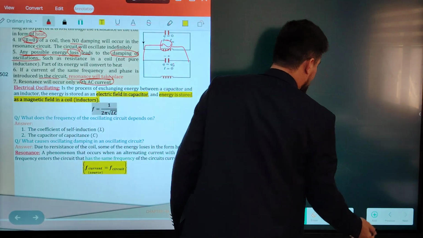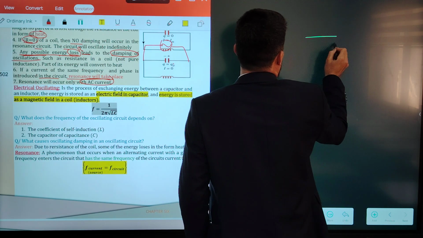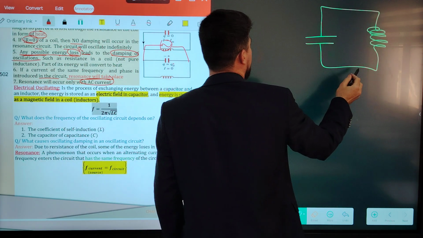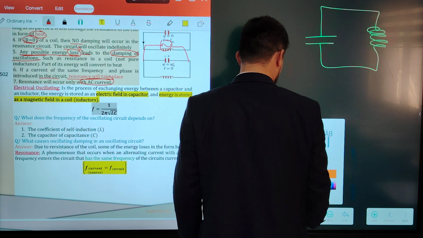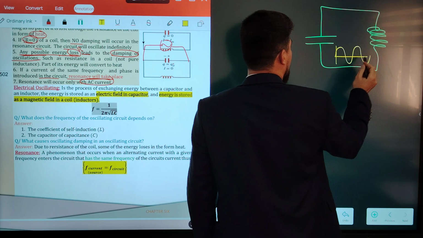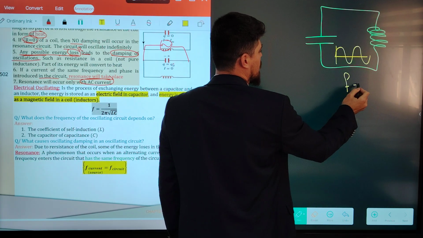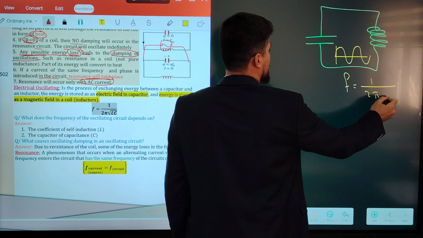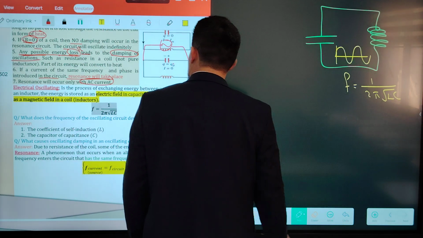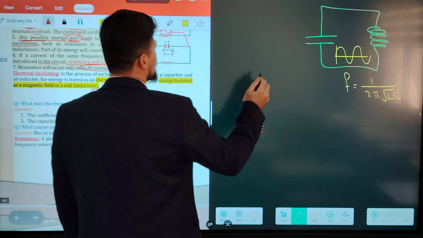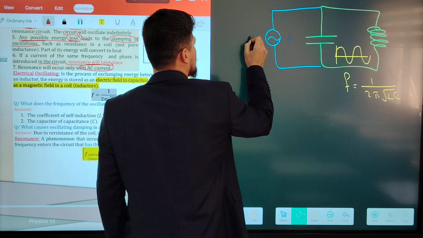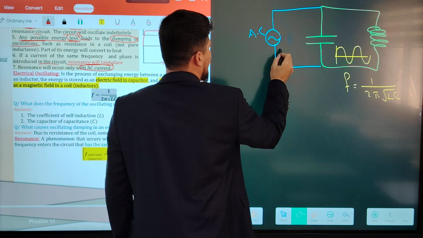For example, between capacitance and inductance, we have a frequency. Look, we have what? Frequency. The frequency of the circuit is equal to 1 over 2 pi root LC. Okay? If the current of the same frequency, the AC source also has frequency.